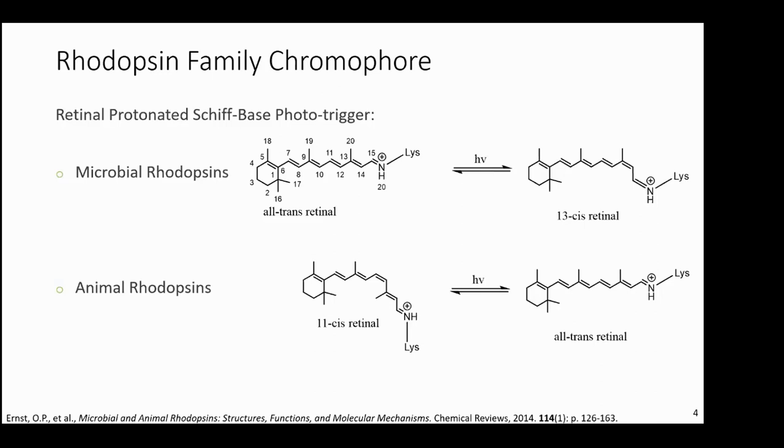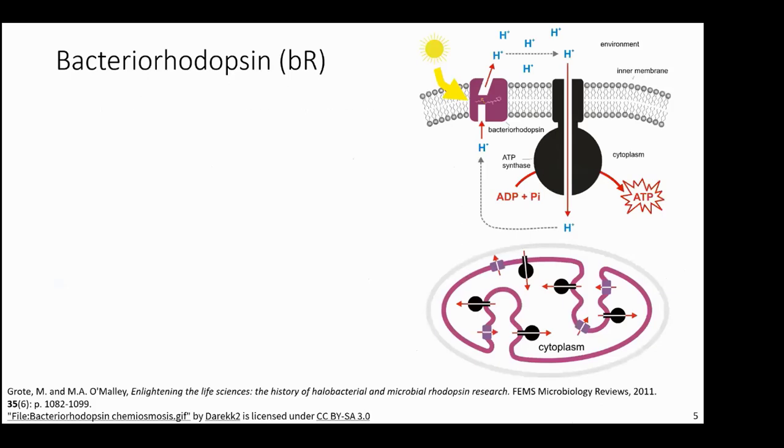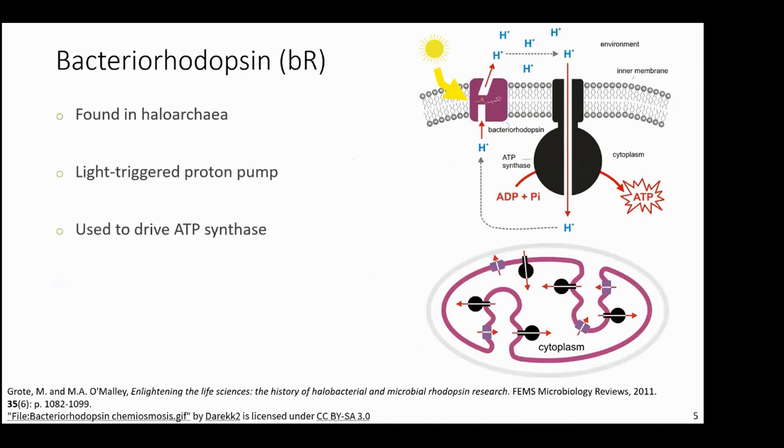And arguably the best characterized member of the rhodopsin family is bacteriorhodopsin. This protein is found in haloarchaea and is used to generate a proton gradient by utilizing light energy to pump protons out of the cell. It does this to drive ATP synthesis by an ATP synthase protein located on the cellular membrane.